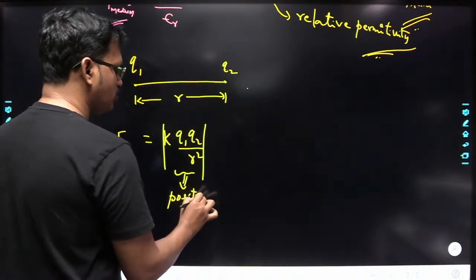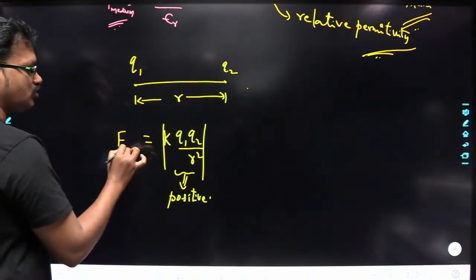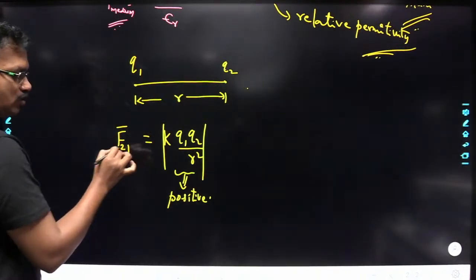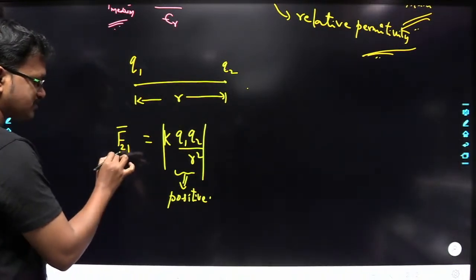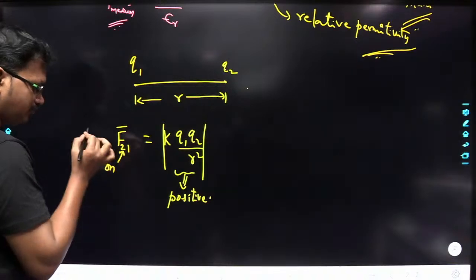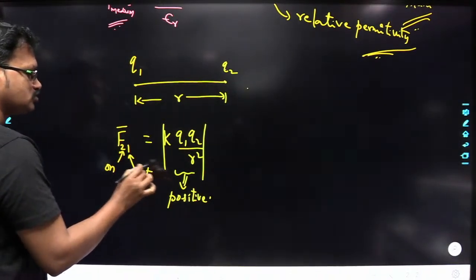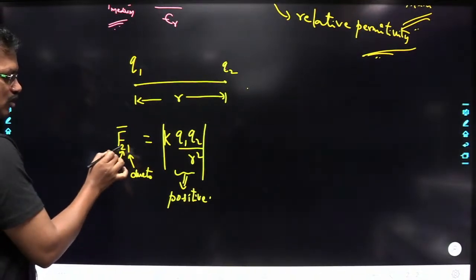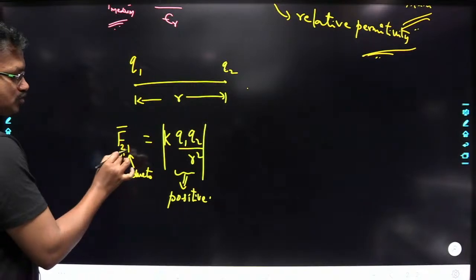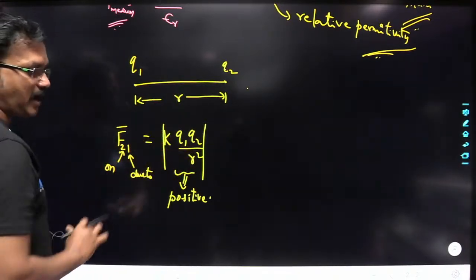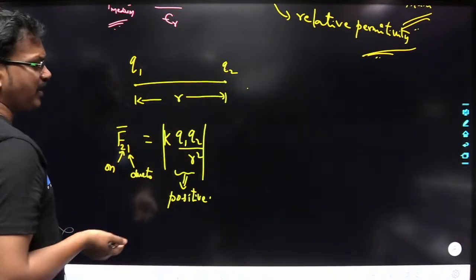Now, if you want to determine the force on 2 due to 1, this is how you represent it. This is the convention we are following. Always represent the force on which charge, due to which charge. So force on Q2 due to Q1 is equal to, this is the magnitude, and then the direction. We have taken two cases here.